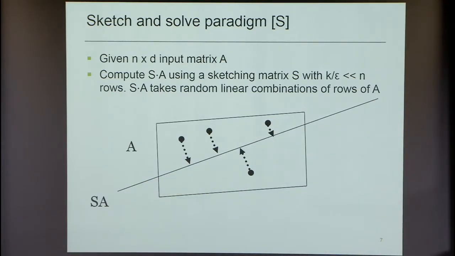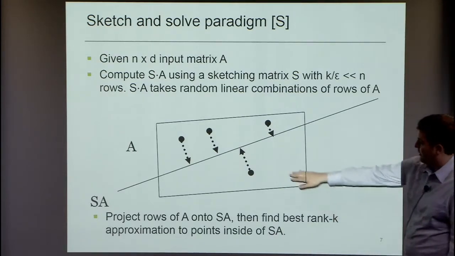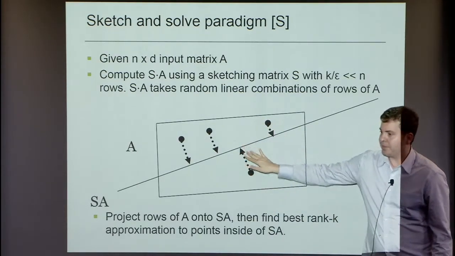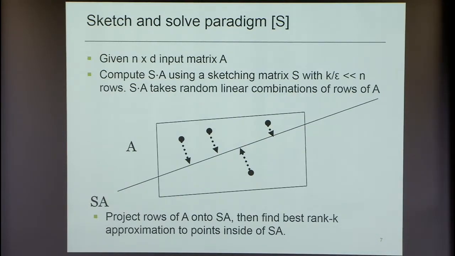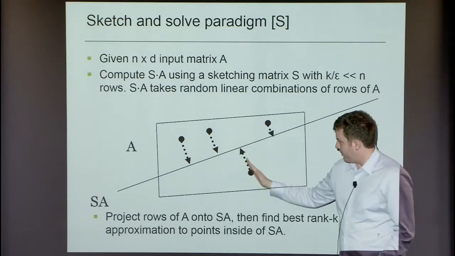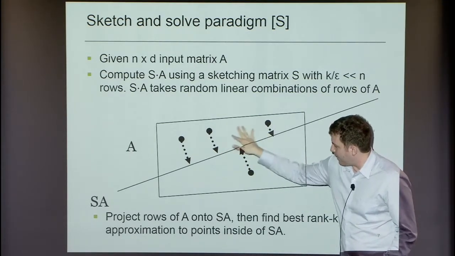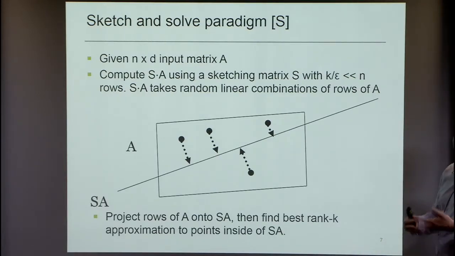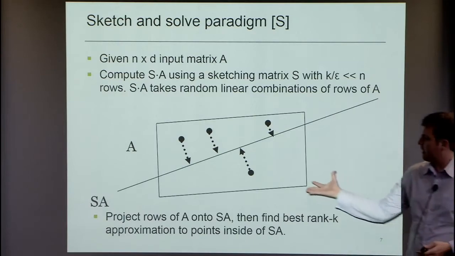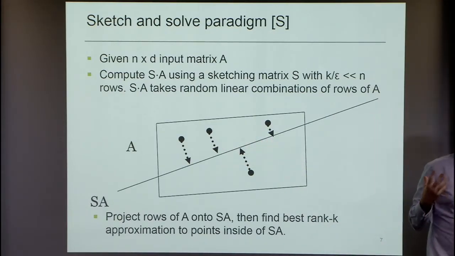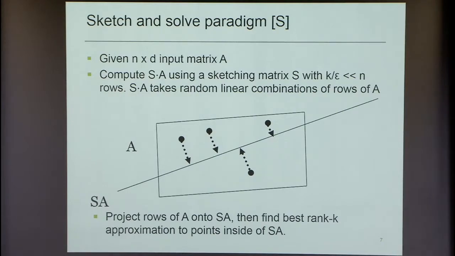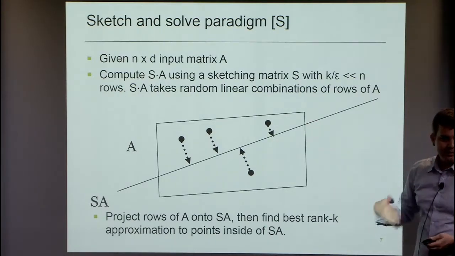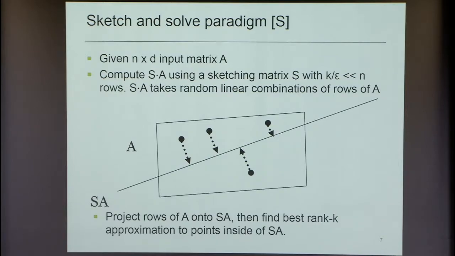The next step of the algorithm is to take the n points, the rows of A, and project them onto this space, S times A. So I project them to the closest point in S times A, and now I do the SVD in this lower dimensional space. I had these n points in R^d, and we said the SVD was very inefficient. What I'm going to do is project them onto a very low dimensional space, and then I can afford to compute the SVD exactly, because the dimension is k over epsilon, so it'd be like n times (k over epsilon) squared time.